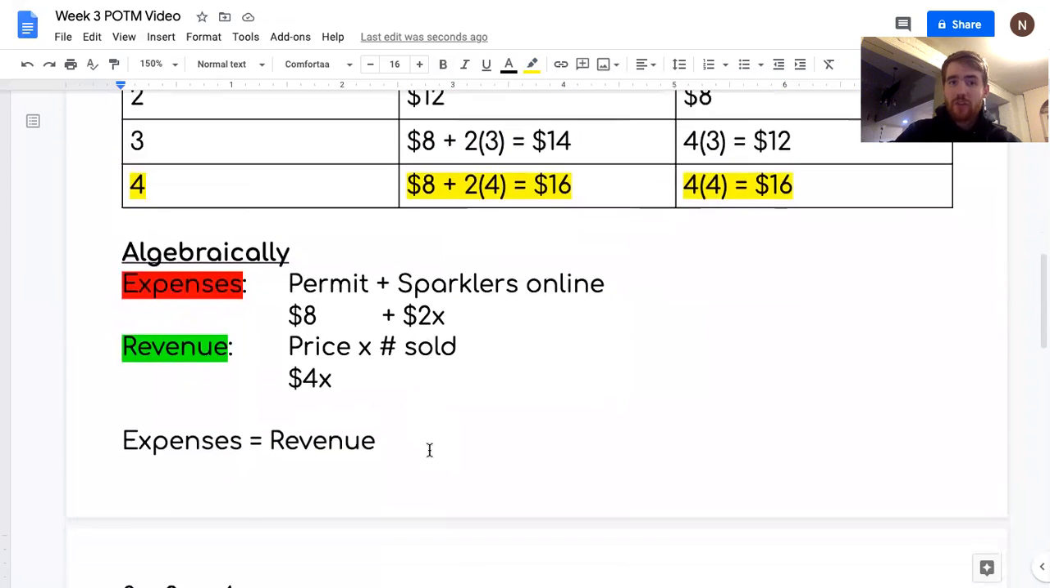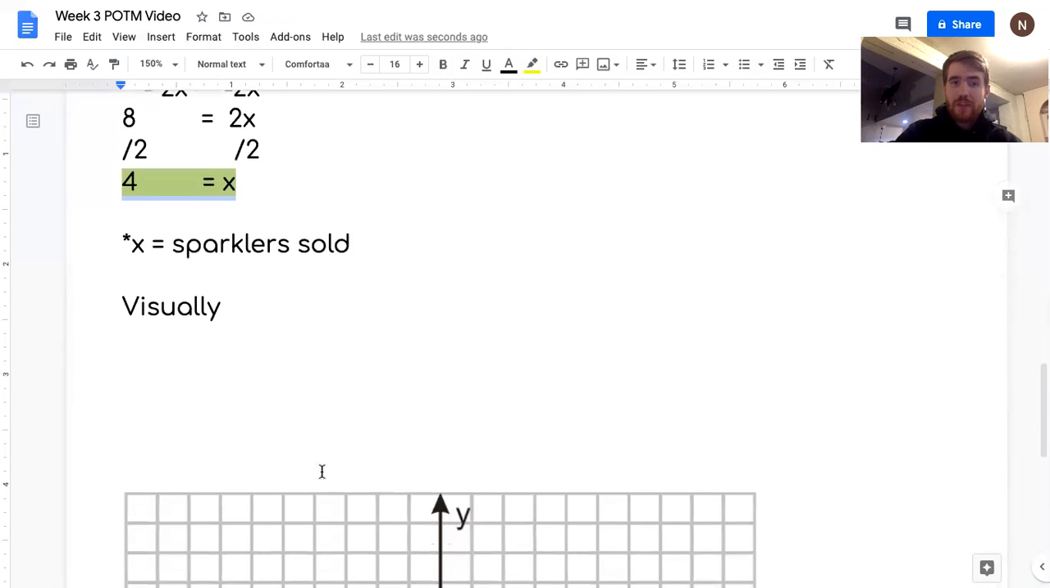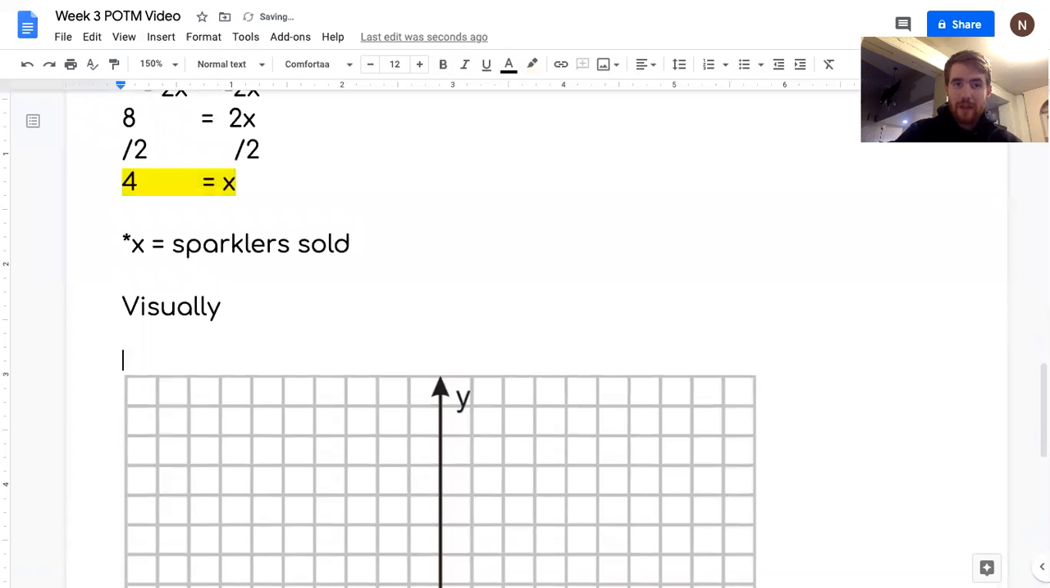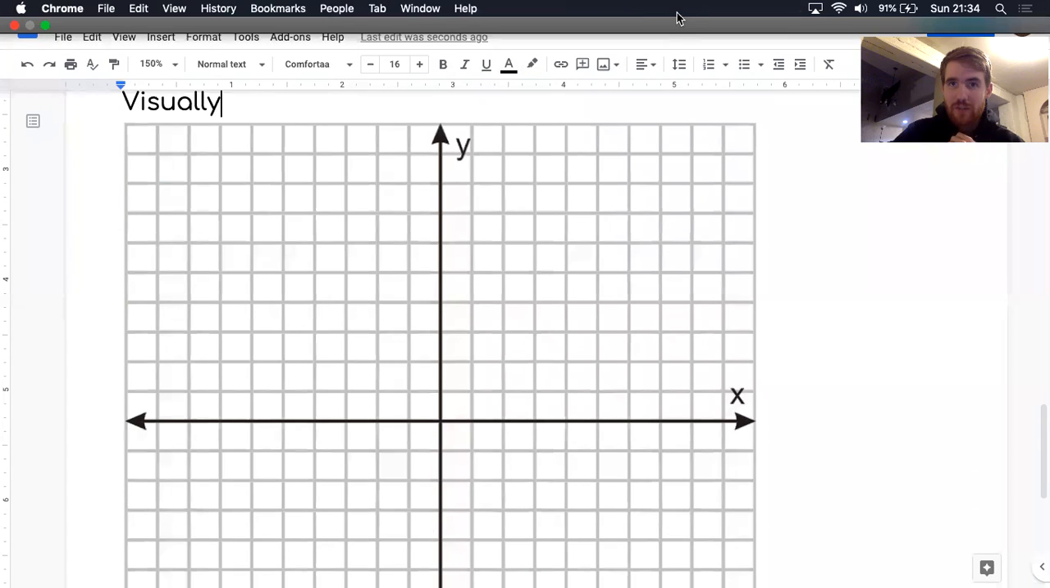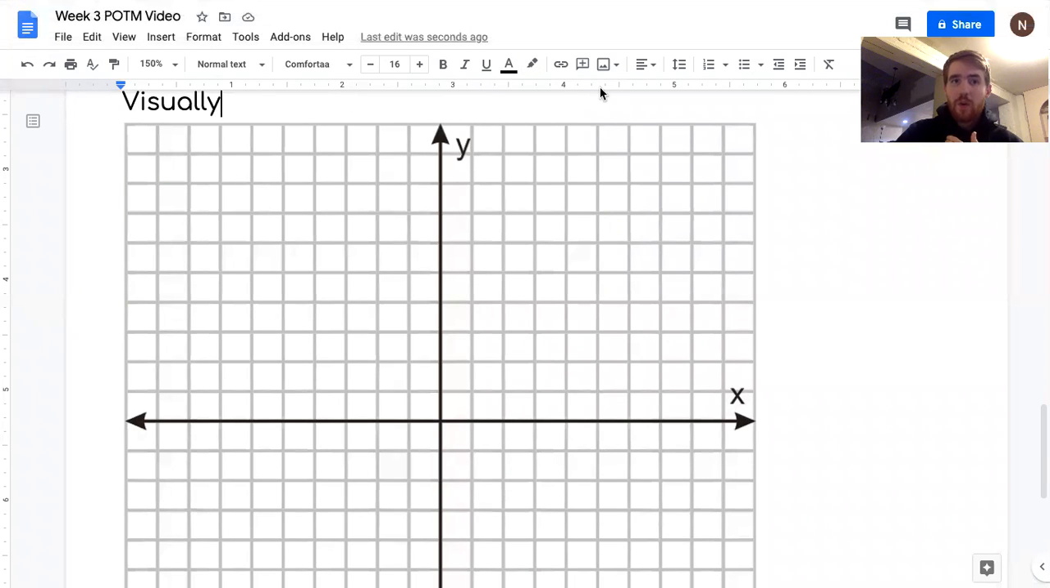Now we're going to look at a third way of solving it. This third way is visual, and for this, we're going to use this coordinate plane. So I'm going to need to be able to annotate my screen for this. Basically, we're going to visually represent the revenue and the expenses. So what's our revenue? Well, first let's label this graph. This axis down here, the x-axis, is going to be an axis representing number of sparklers sold. And the y-axis up here is going to represent money.